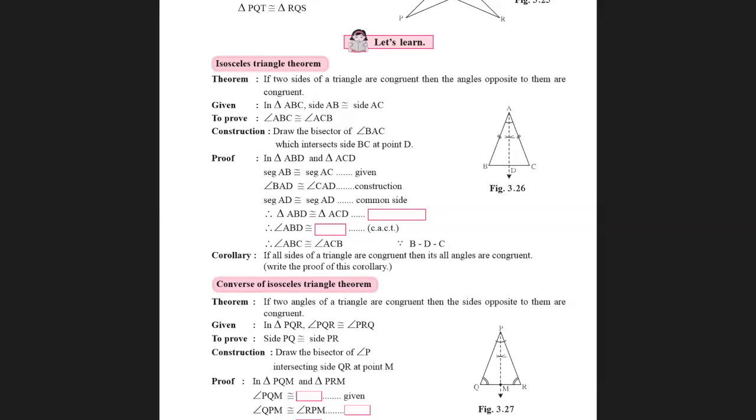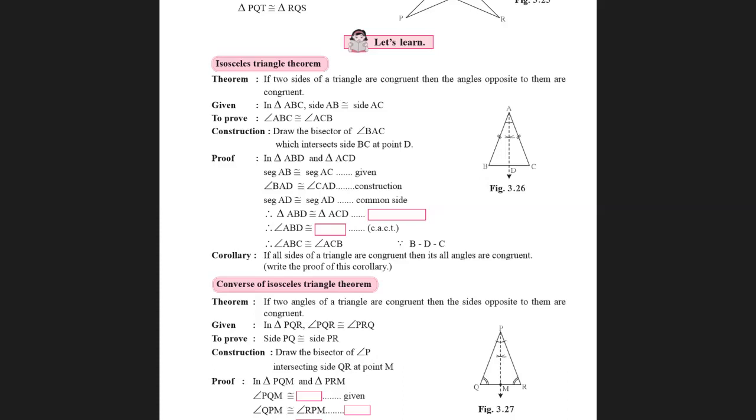Now for proof, take triangles ABD and triangle ACD. You have segment AB congruent to segment AC, which is given. Angle BAD is congruent to angle CAD by construction. We have drawn AD as the angle bisector and therefore these two angles are congruent. Third, segment AD congruent to segment AD, which is a common side. And therefore, triangle ABD congruent to triangle ACD by SAS test.